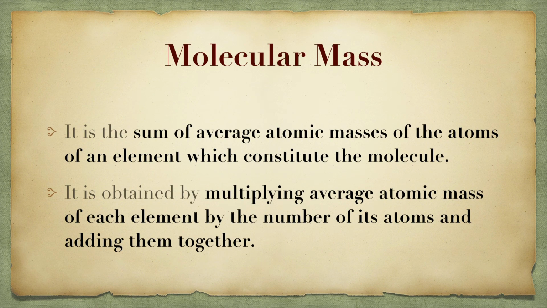It is the sum of average atomic masses of the atoms of an element which constitute the molecule. So basically we just have to add all the average atomic masses of the atoms which are there in the molecule. And it is obtained by multiplying the average atomic mass of each element by the number of its atoms and adding them together. You'll understand it in a better way by seeing the examples.